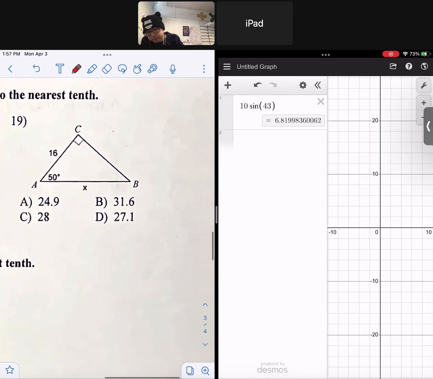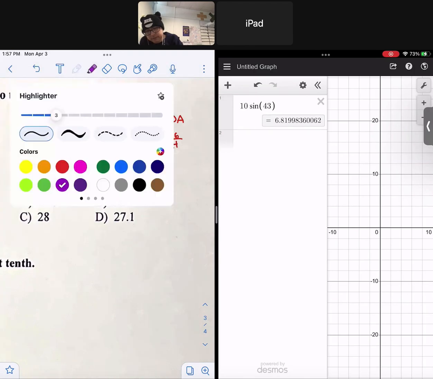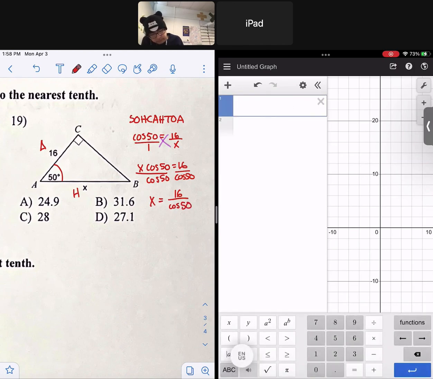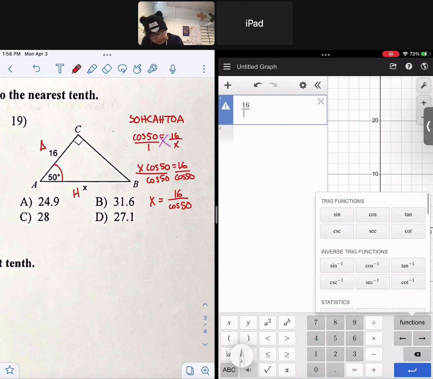Over here, here's our SOHCAHTOA. In the perspective of this angle, this side's adjacent, this side's hypotenuse. So the one that uses A and H is cosine. Cosine of 50 equals adjacent over hypotenuse. Cross multiply. So we get, hypotenuse, that's the x. X cosine of 50 equals 16, and to isolate the x, we gotta divide both sides by cosine of 50. X equals 16 divided by cosine of 50.